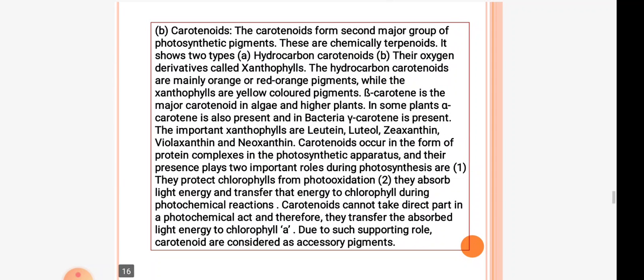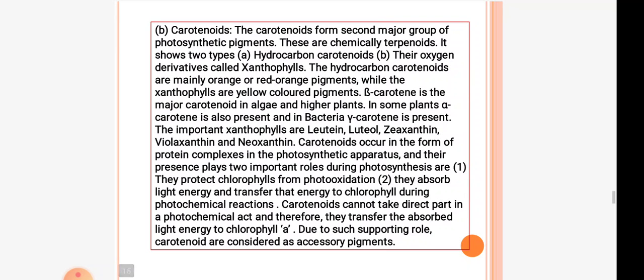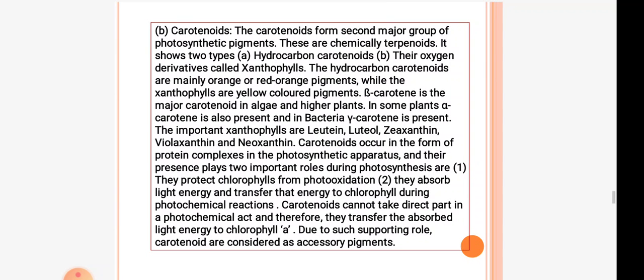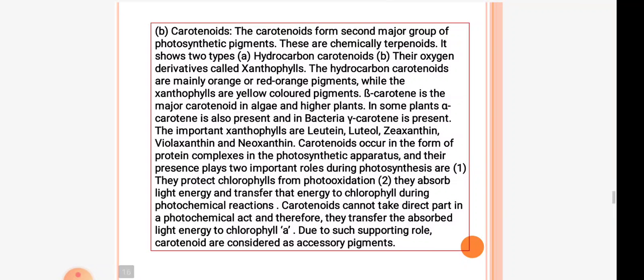In this slide, we will study about carotenoids. The carotenoids form the second major group of the photosynthetic pigments, which are chemically terpenoids. It shows two types, hydrocarbon carotenoids and their oxygen derivatives, xanthophylls. The hydrocarbon carotenoids are orange or red orange pigments and xanthophylls are yellow colored pigments.